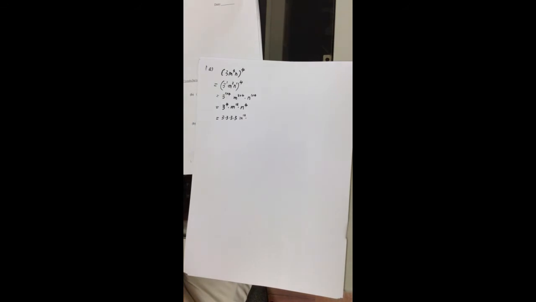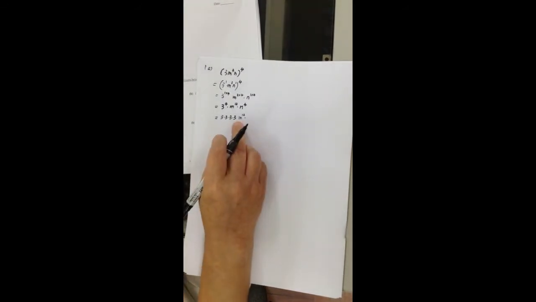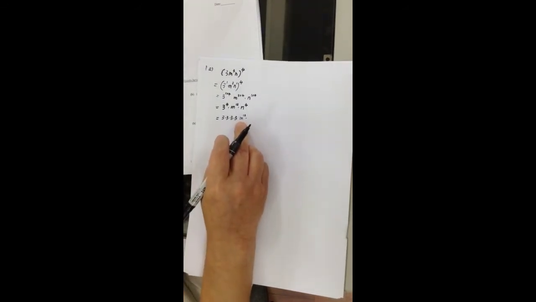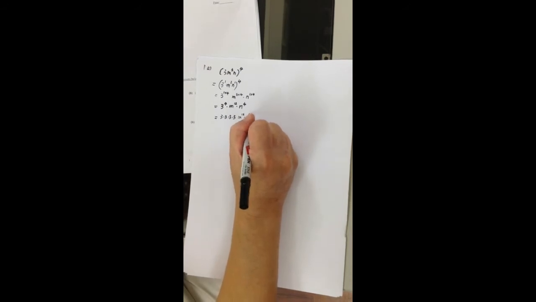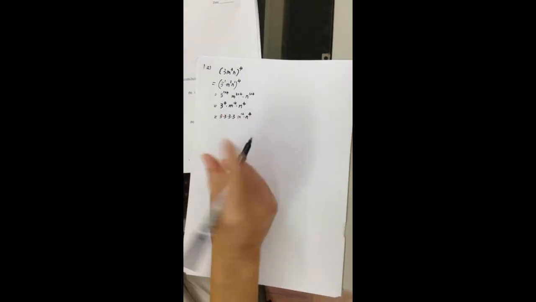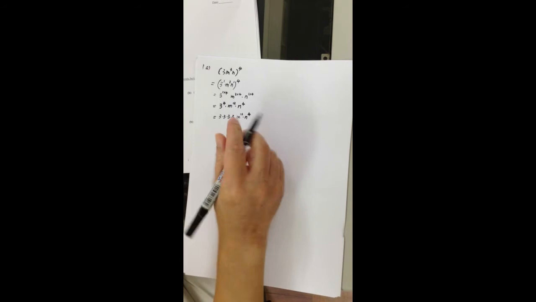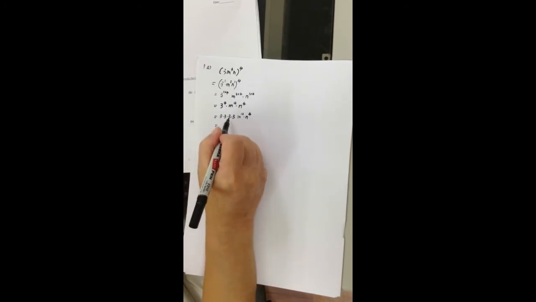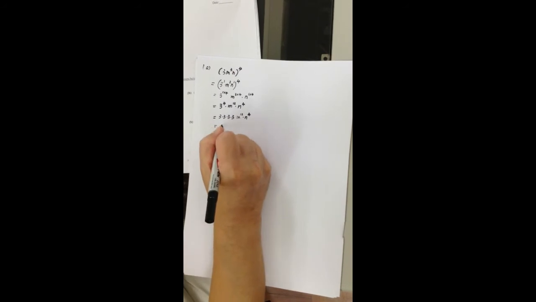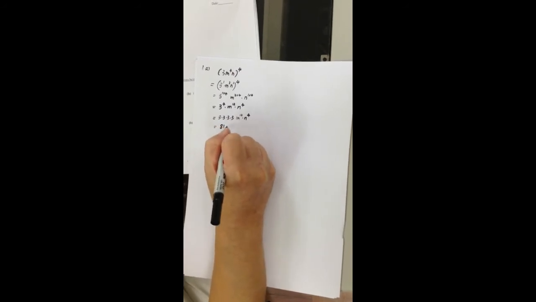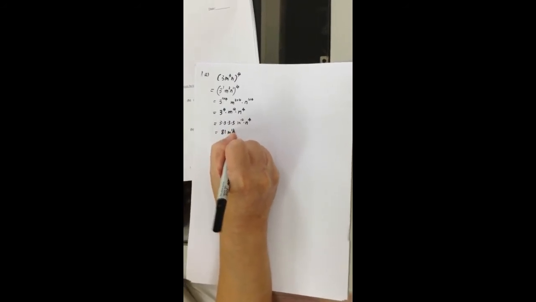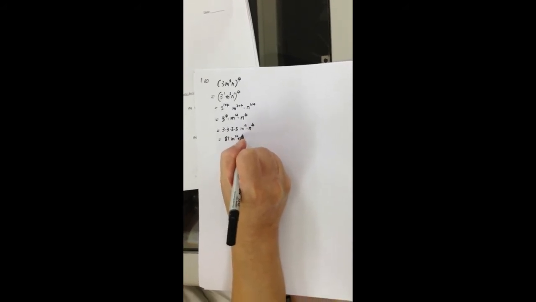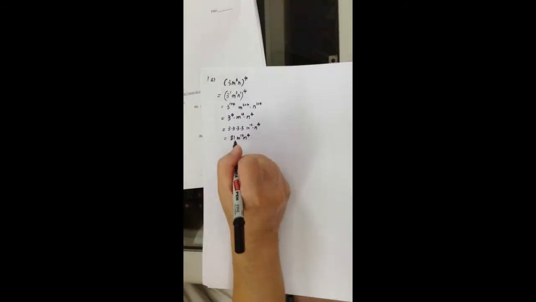We cannot simplify it because we don't know the value of m and also the value of n. The number 3, 4 times itself, becomes 81. Therefore, the final answer is 81 m to the power 12 and then n to the power 4. Do you understand, students?